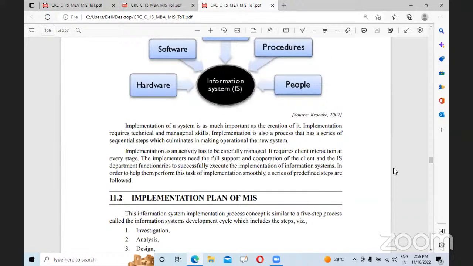Implementation of a system is as important as the creation of it. Implementation requires technical and managerial skills. Implementation is also a process that has a series of sequential steps which culminates in making the new system operational. Implementation as an activity has to be carefully managed. It requires client interaction at every stage. The implementers need the full support and cooperation of the client and the information system department functionaries to successfully execute the implementation of information systems. Now, to help them perform this task of implementation smoothly, a series of predefined steps are followed.